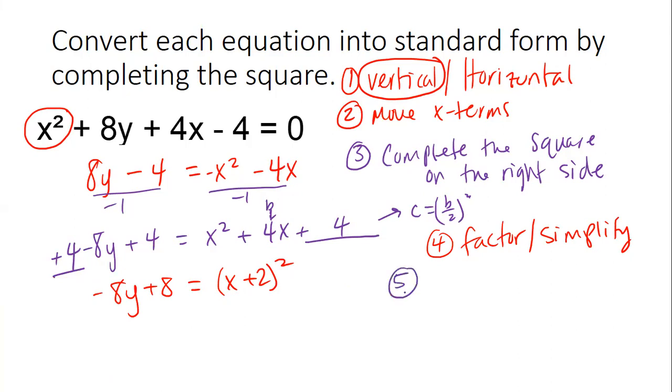Step 5 is to create your y binomial, your left side binomial, which means that we're going to factor. So you're getting rid of your leading coefficient. And then we're going to divide. So we're going to factor and divide. So my leading coefficient is -8. So I'm going to factor out -8. When I factor out -8, I'm left with y minus 1. Agreed?